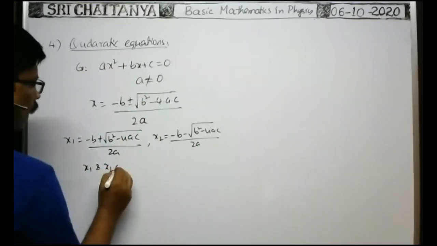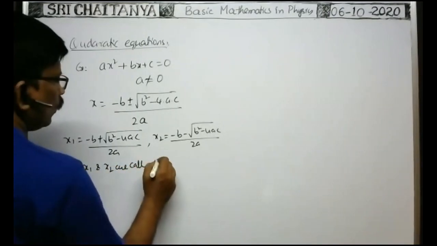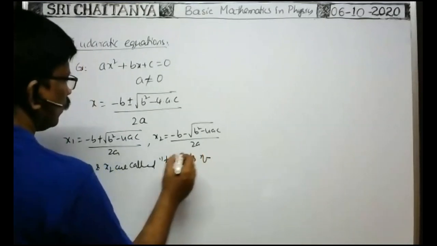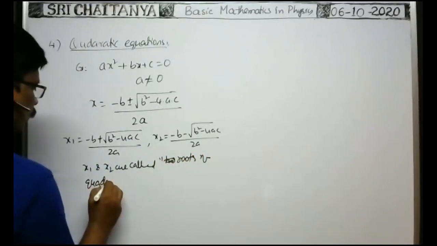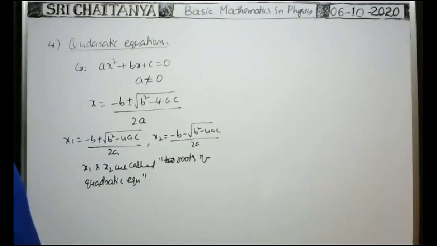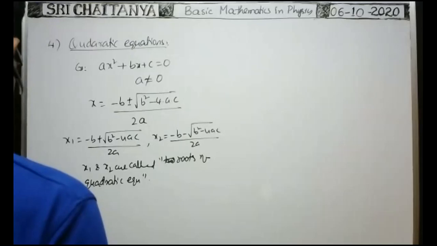x1 and x2 are called the two roots of the quadratic equation. Okay, these are the roots of the quadratic equation.